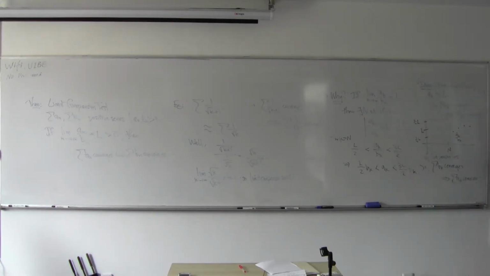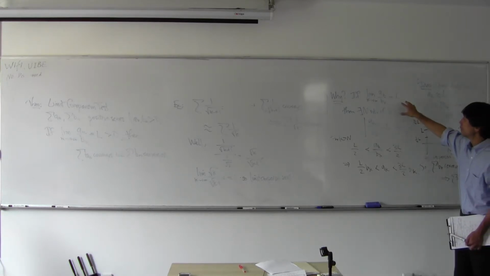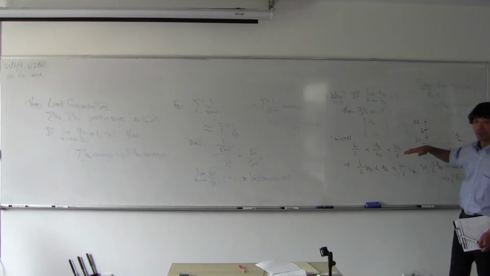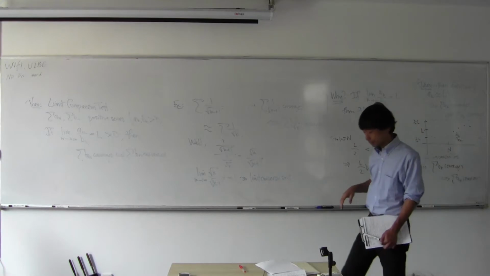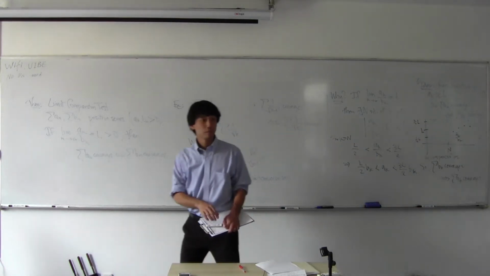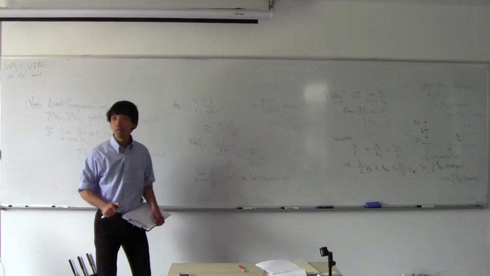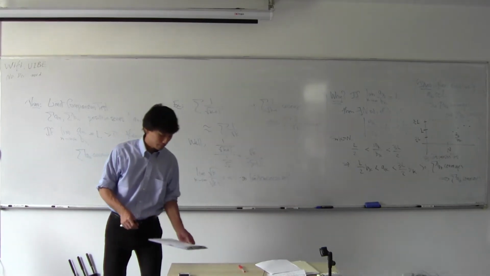So the comparison test plus this limit give you the limit comparison test. If this limit exists and is some number bigger than 0, then the two convergences are equivalent. So that's the limit comparison test.